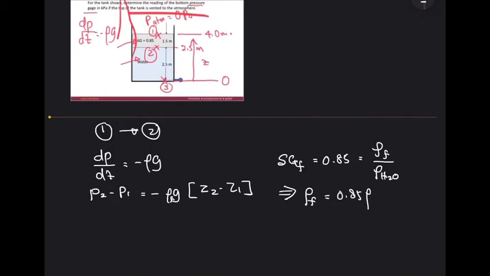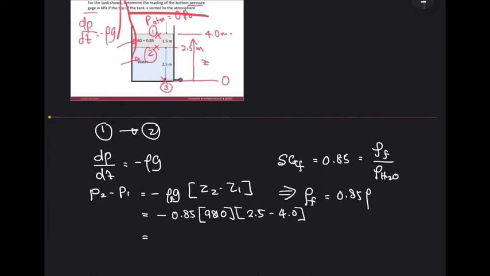So rho of water, every time when we write a rho of water, you don't have to write it as rho H2O, all right. By default, we know when we see the rho, it is water, okay. So write back into this equation, which is equal to minus 0.85, and then our rho g of water is 9810, and then your z2 in this case is 2.5 minus the z1, which is 4.0, okay. And we have this p2 minus p1 is equal to 2.5 minus 4, and then times this 9810, and then times 0.85.